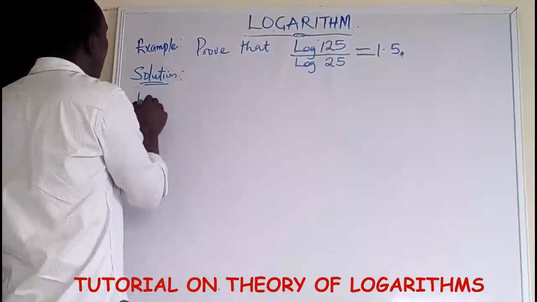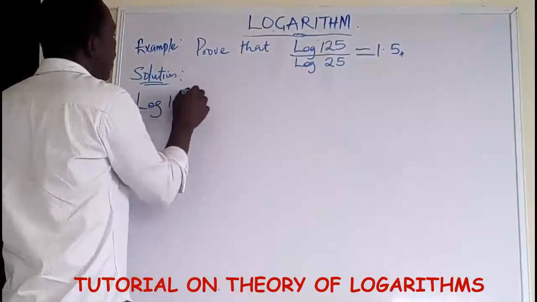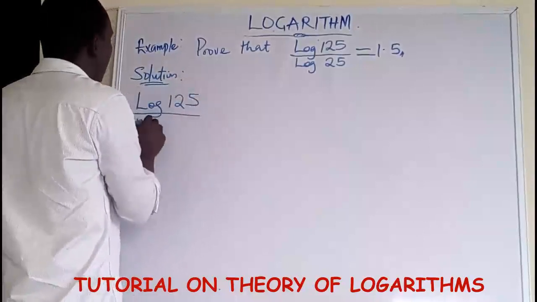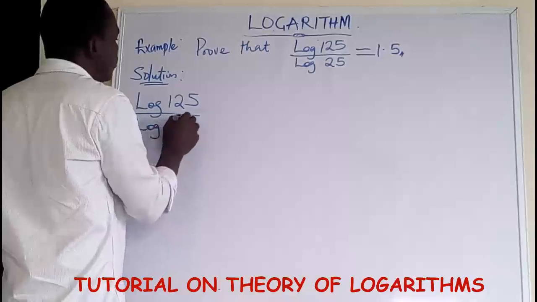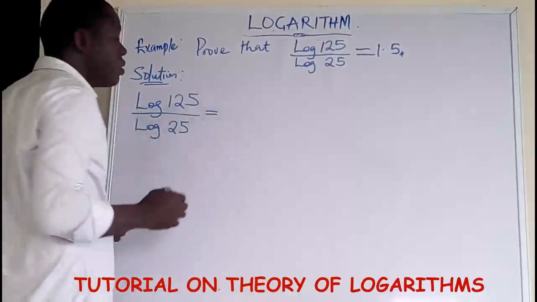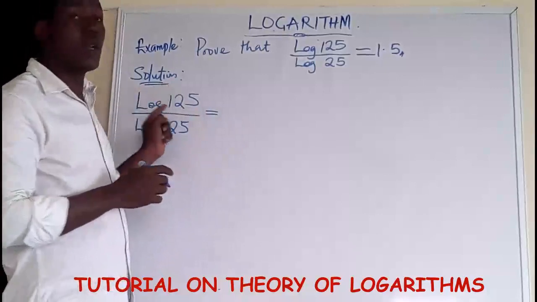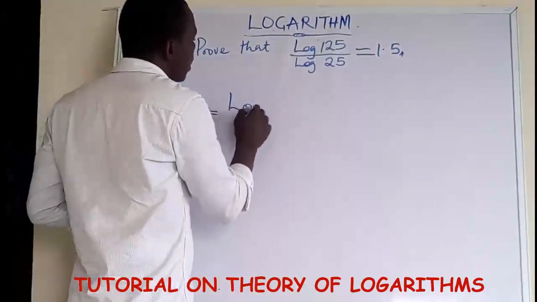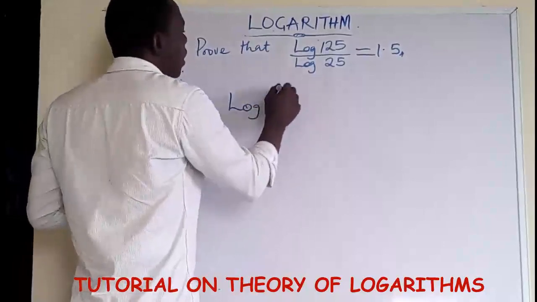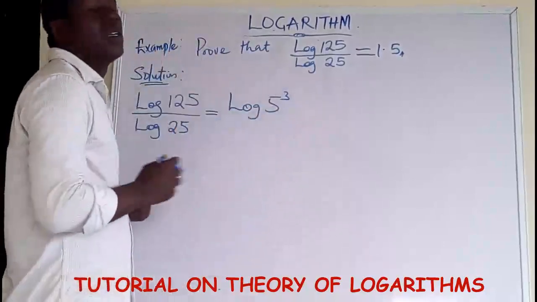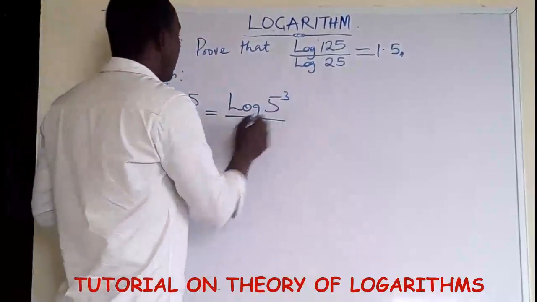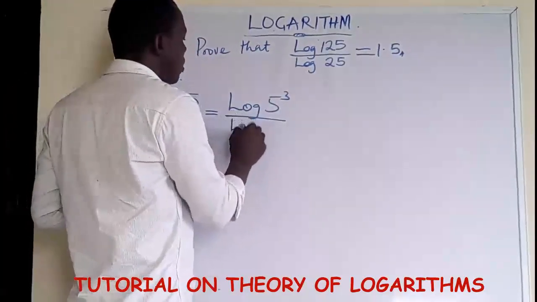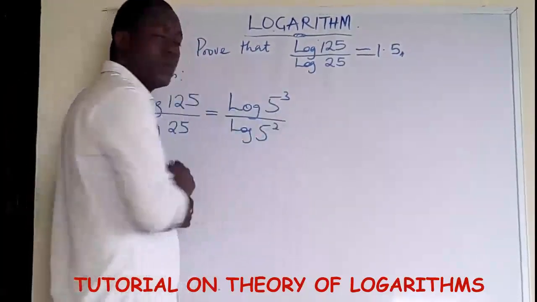We have log 125 over log 25. Now, don't make the mistake of using this one to cut this one. We can transform this one as well. Log 5 raised to the power 3, because 5 raised to the power 3 is 125. And then this one will be log 5 raised to the power 2.